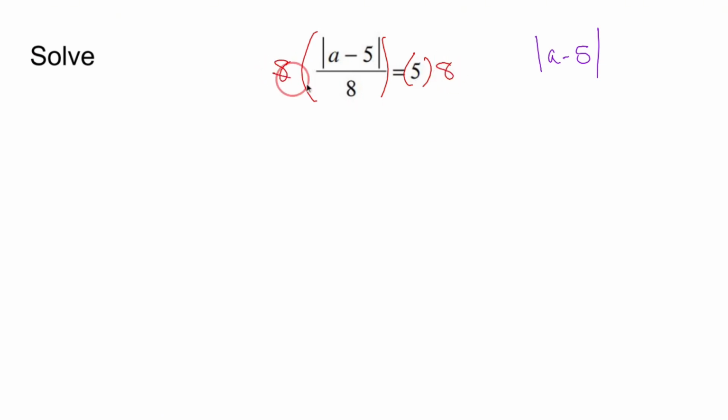8 over 8 allows you to cross out. And now we have the absolute value of a minus 5 all alone on the left, which is just what I want. That's going to equal 5 times 8, which is 40.